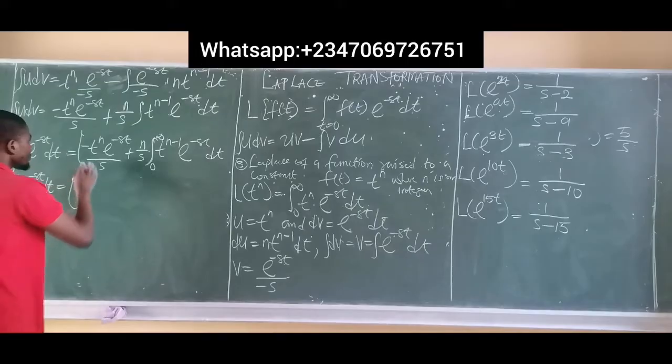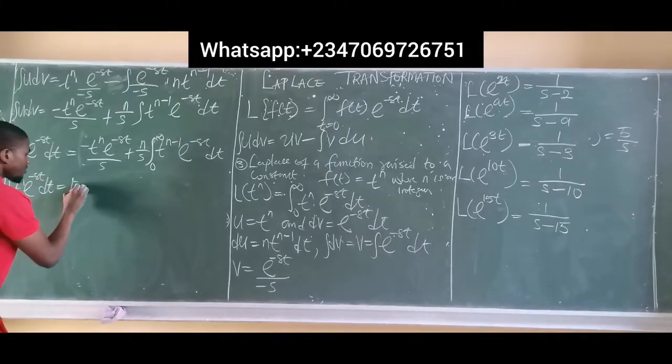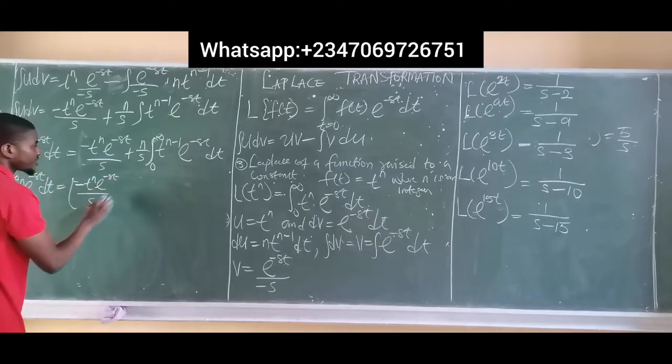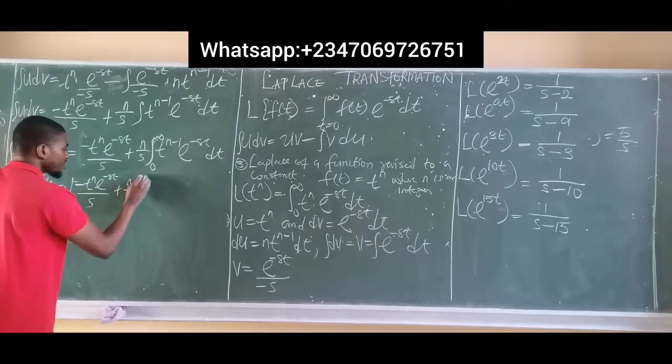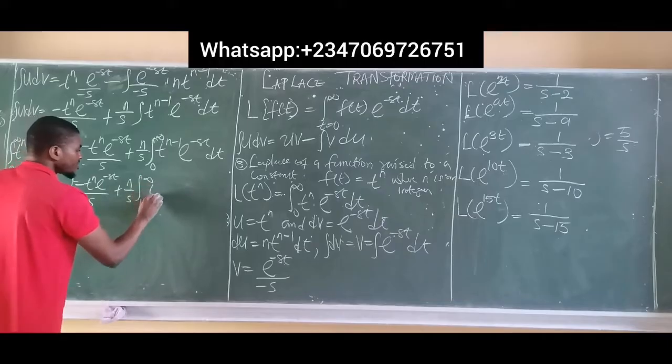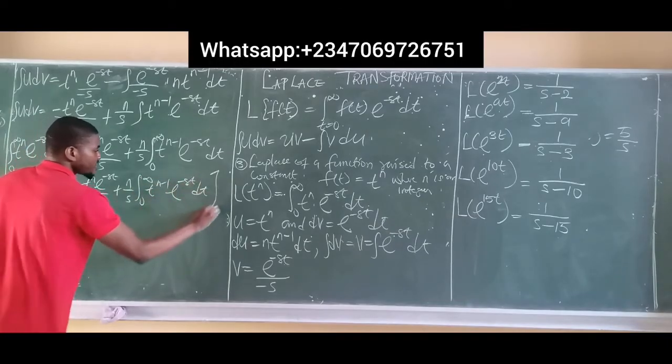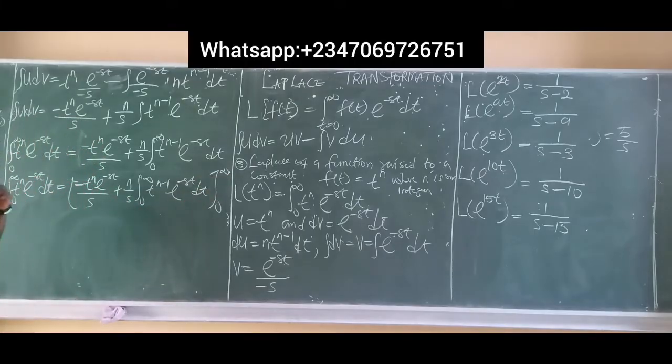Okay, we'll put in the limit: minus t to the power of n exponential minus st all over s, plus n all over s integral from 0 to infinity t to the power of n minus 1 exponential minus st dt, with the limit from 0 to infinity. Now, the integral from 0 to infinity of t to the power of n exponential minus st dt is now equal to this. Since we've already evaluated this part, let's effect the limits on it.